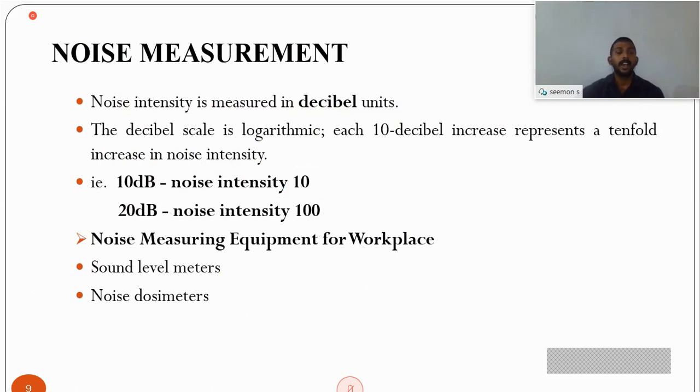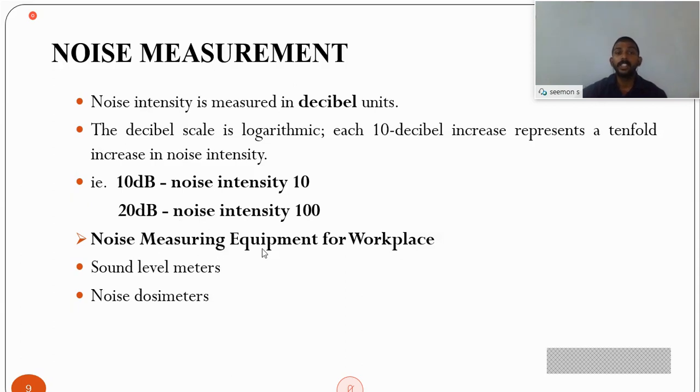Now let's see how noise can be measured. We have already seen that noise is measured on the decibel scale, and a 10 decibel increase represents a 10-fold increase in noise intensity. 10 decibel means a 10-fold increase. If it is 20 decibel, the noise intensity will be 100, that is 10 into 10. If it is 30 decibel, the noise intensity will be 100 into 10, that is 1000. That is how the decibel increase relates to fold increase in noise intensity.